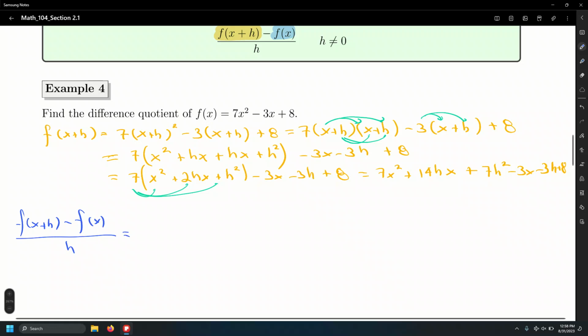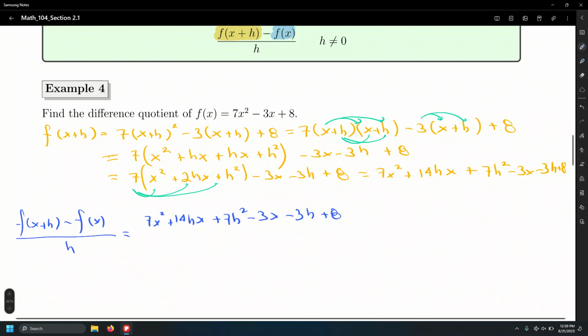So, that quantity f of x plus h is all this madness we have over here. Let's just rewrite it. That's going to be 7x squared plus 14hx plus 7h squared, and then minus 3x minus 3h plus 8. And then, the difference quotient formula is also asking us to subtract the original function f of x.